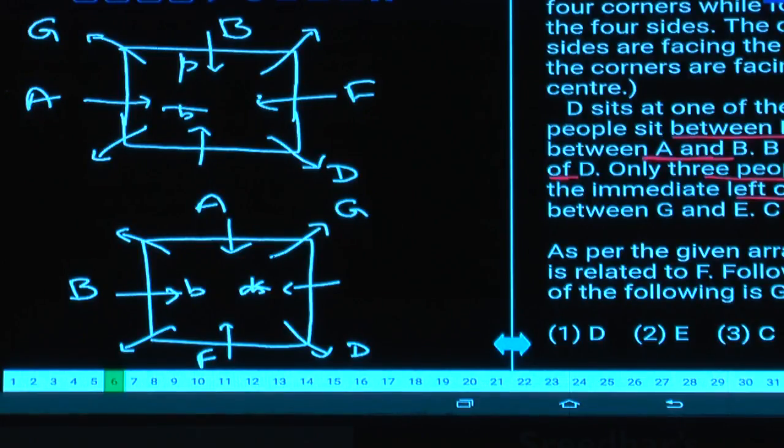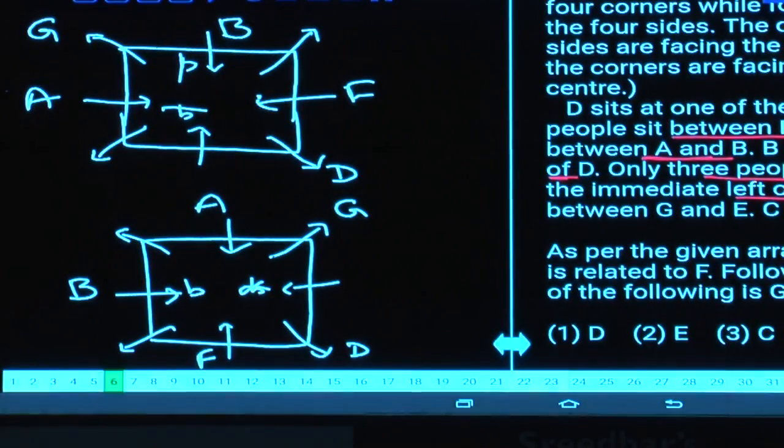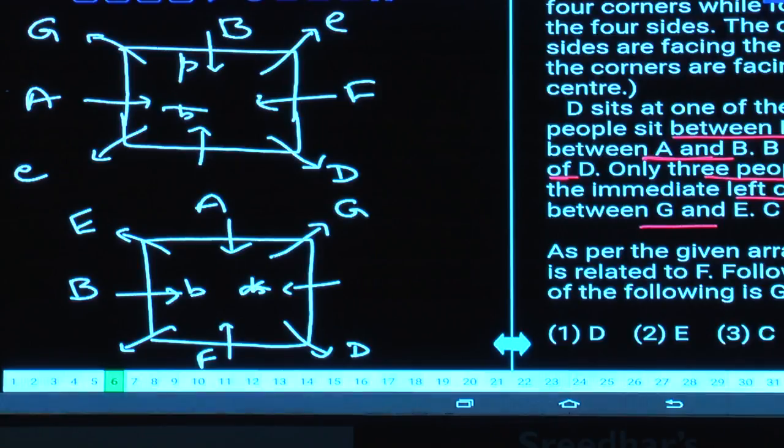There are 2 possibilities for G. G sits to the immediate left of A, and only 1 person sits between G and E. Between G and E, how many persons are there? There is only one person. E can be either here or here, and in this case, E must be at this place only.